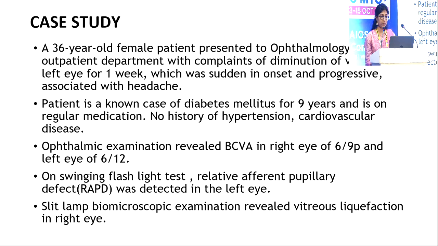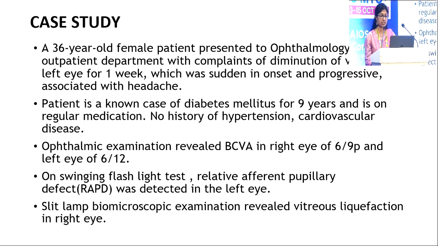A 36-year-old female patient presented to our OPD with complaints of diminution of vision in the left eye for 1 week, which was sudden in onset and progressive and also associated with headache. Patient is a known case of diabetes mellitus for 9 years and is on regular medication. There was no history of hypertension and cardiovascular disease.